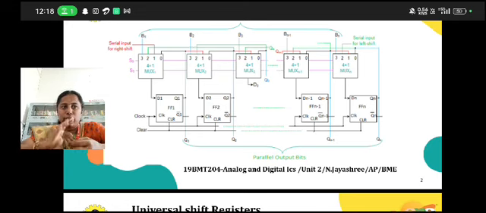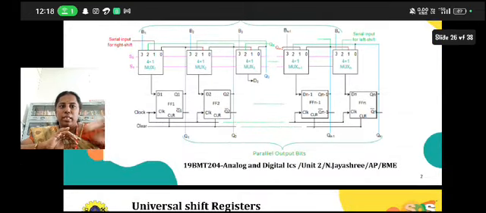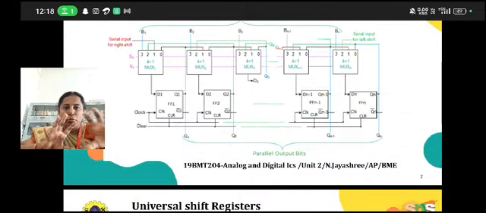If you want to move the bits towards the left side, we give the bit at the right-side input and the bits start moving left. So this is the universal shift register. For the parallel input data, the four input bits are given at the top of the register block with 4:1 multiplexers, and at the bottom we receive the parallel output data.